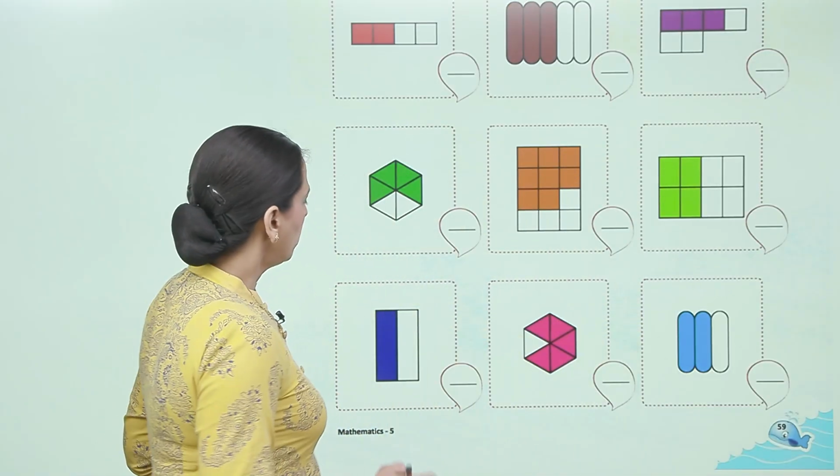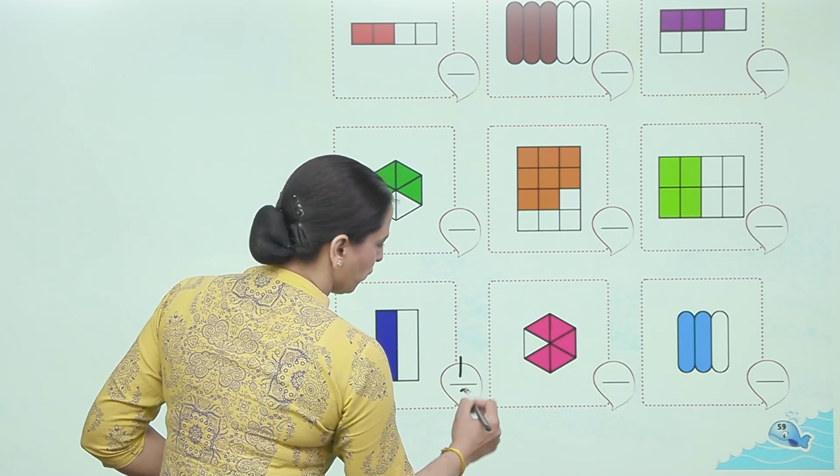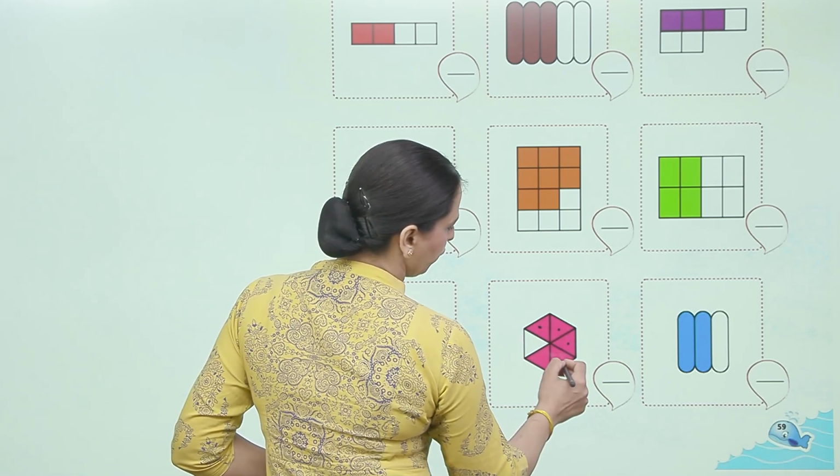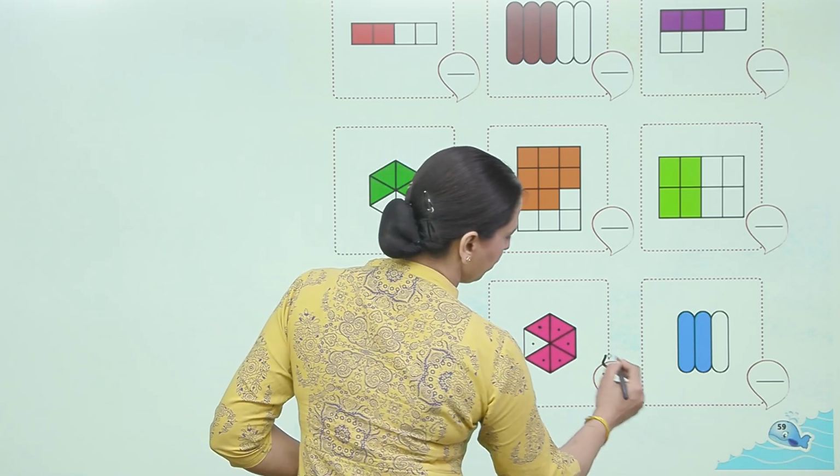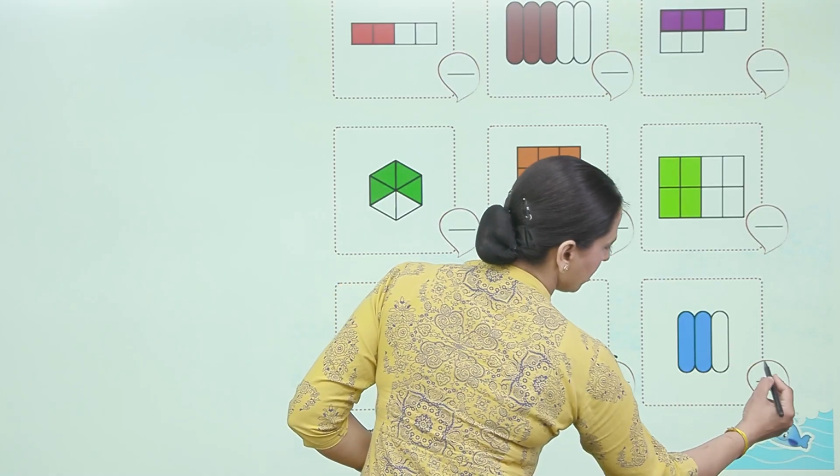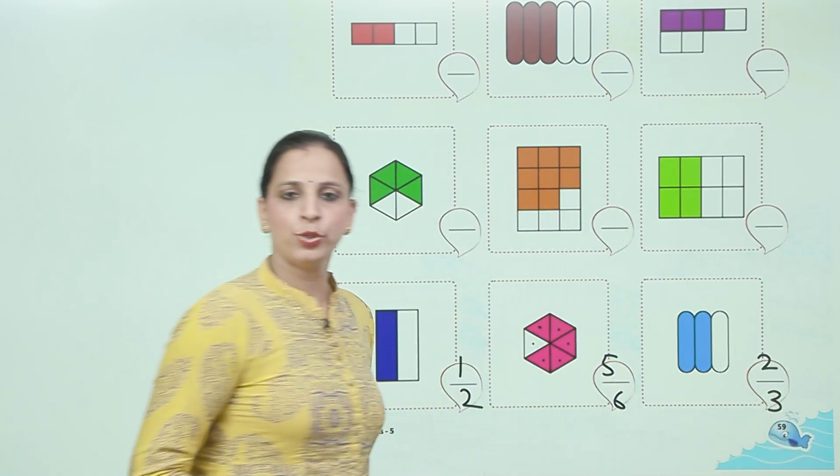Next, total is 2, colored is 1, 1 by 2. Total is 6 and colored is 5, 5 by 6. Total is 3 and colored is 2, 2 by 3.